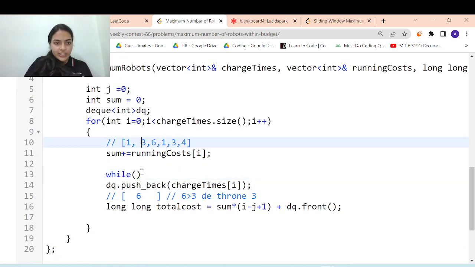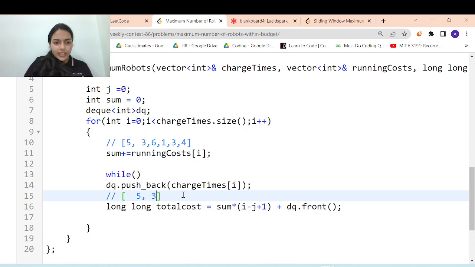Let me take one more example. Let's say 1 was also there before it, right? Or let's say 5 was there. Let me take this example. Now let's consider this from the very beginning. So what will happen? First you will push 5 in the DQ. Now you are going to see 3. So what are you going to do?